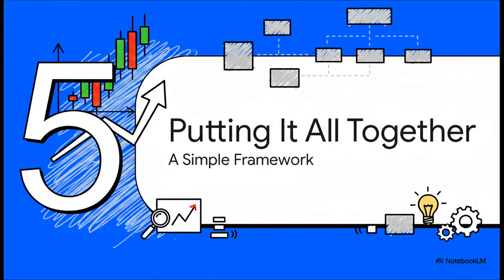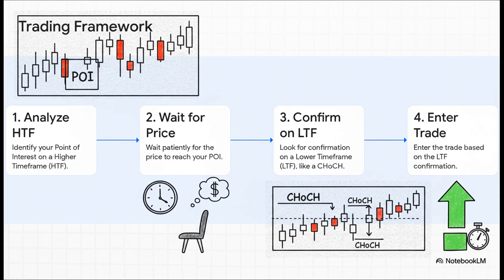Whew, okay, we have covered a ton of theory, so let's bring it all home. Let's synthesize everything we've talked about into a simple, actionable framework that you can start using to look at charts today. At the end of the day, this whole strategy can really be boiled down to these 4 steps. 1. You do your homework on a higher time frame chart to find your major POI. 2, and this is the hardest part for most people, you do nothing.